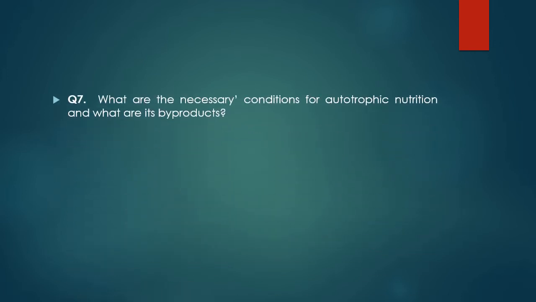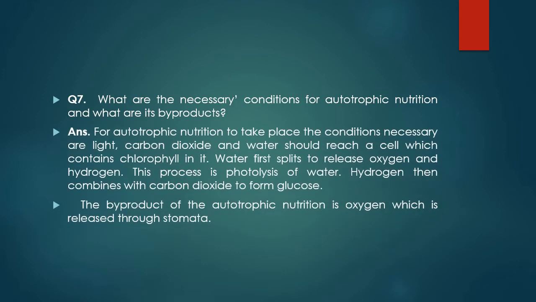What are the necessary conditions for autotrophic nutrition and what are the products, byproducts? Very simple. For autotrophic nutrition, the necessary conditions, which you can remember for MCQ also: light, CO2, water, and chlorophyll should be there.